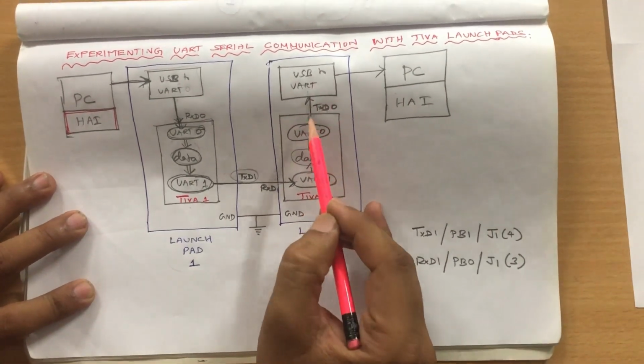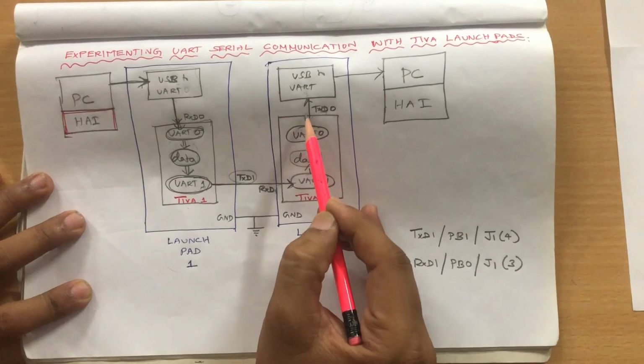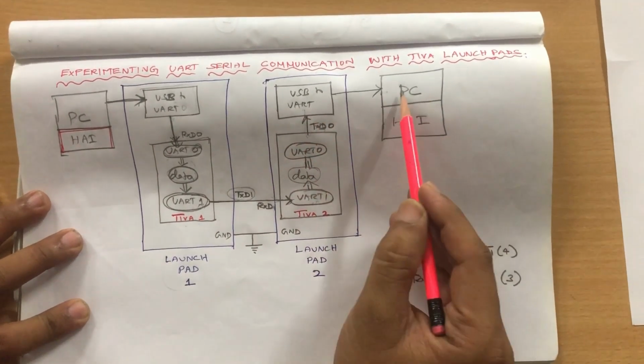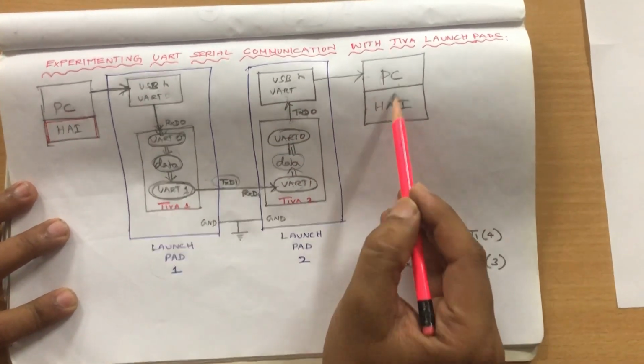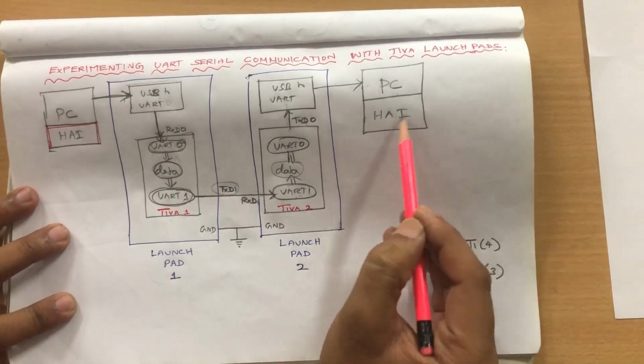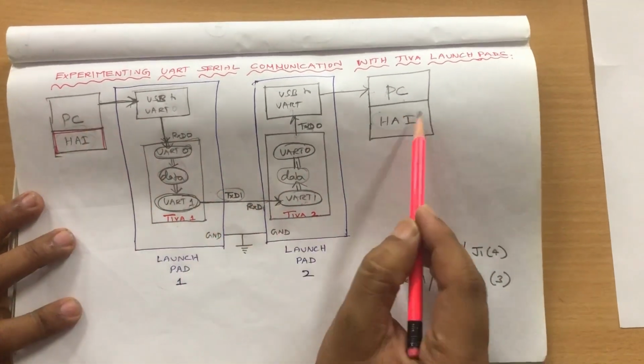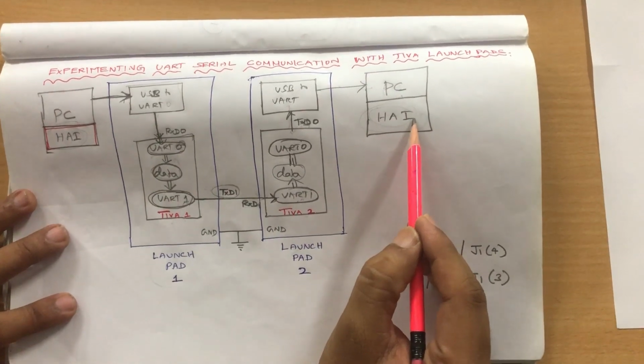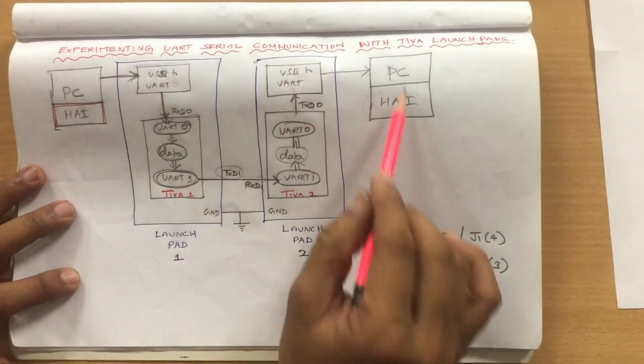USB to UART converter, or UART to USB converter, converts this TXD UART data to USB data, and this is the receiver PC which receives the data value, which is hi. Hi is being transmitted means hi is being received. So this is the fundamental block diagram as we see.